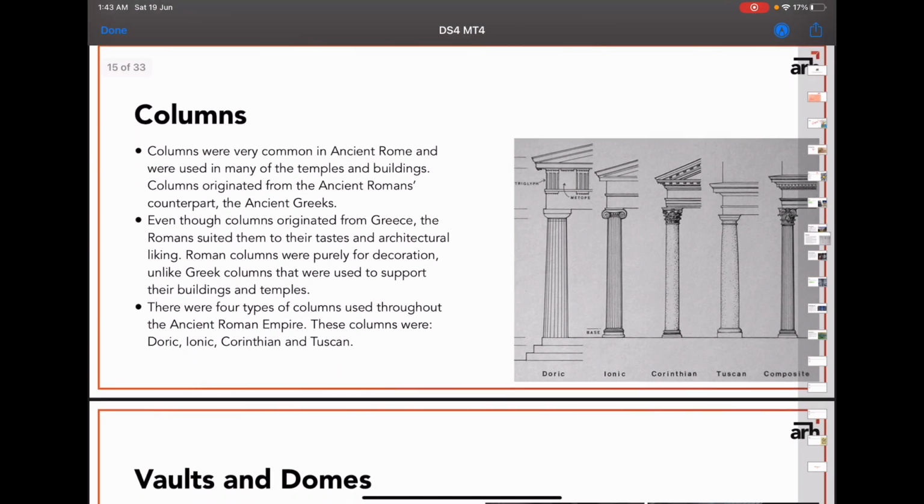So after arches, another important thing in ancient Roman architecture is the use of columns. The way Roman architecture took a lot of inspiration in mythology and architecture from the Greeks, they also took the column part. Now in Greek architecture, the columns were mostly load bearing.